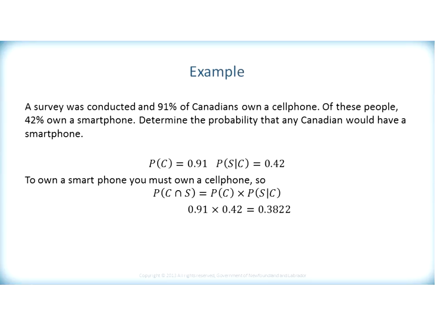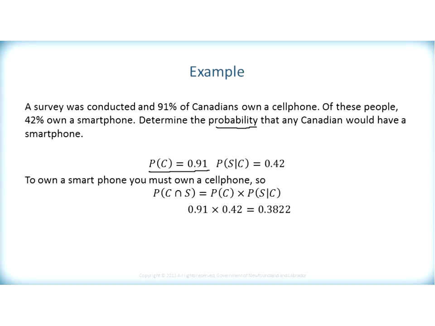Let's look at another example. A survey was conducted, and 91% of Canadians own a cell phone. Of these people, 42% own a smartphone. Determine the probability that any Canadian would have a smartphone. So the probability of having a cell phone is 91%, or 0.91.